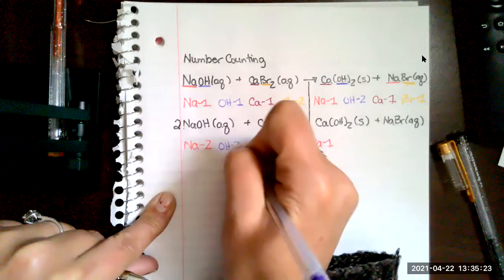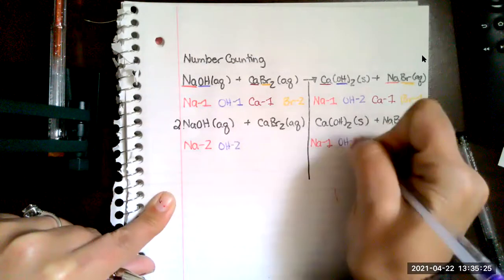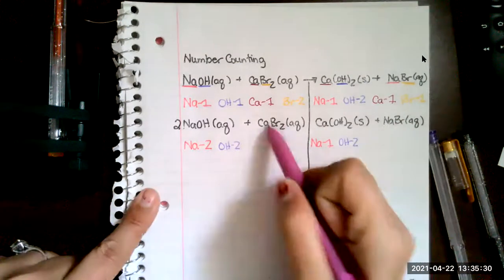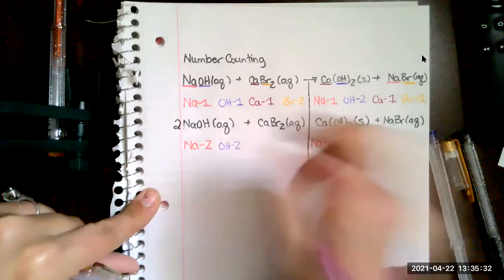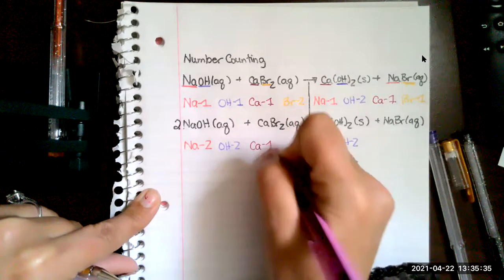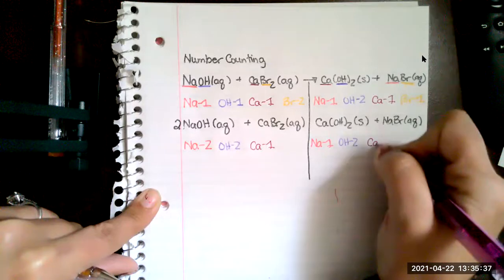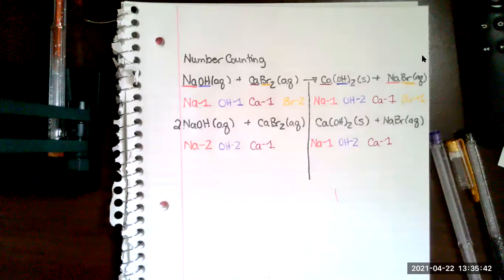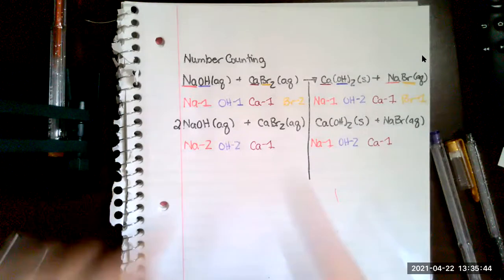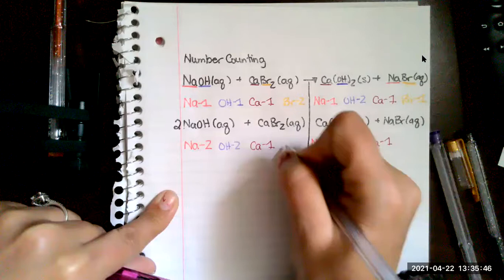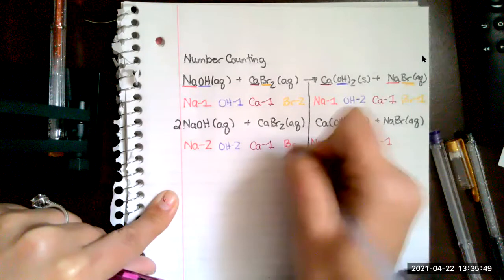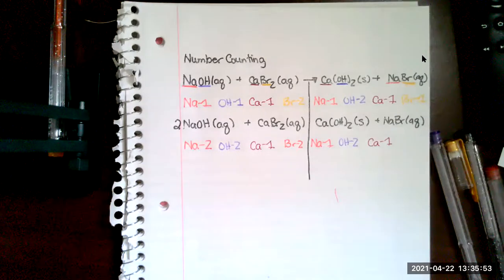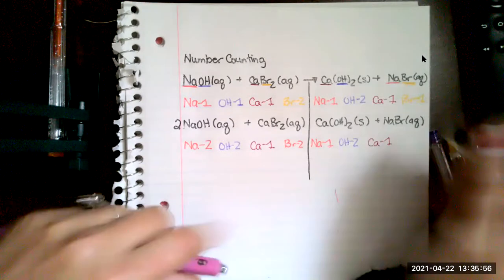And over here, I still have 2 hydroxides. My calcium, I still have 1. I didn't change anything, so I have 1 calcium here. And I have 1 calcium here. There's no coefficient. For bromine, I have a subscript of 2 here, so I still have 2 bromines. Sorry, guys, I grabbed the wrong color. That's supposed to be yellow. And over here, I still have 1 bromine.